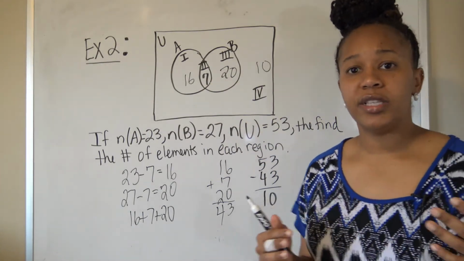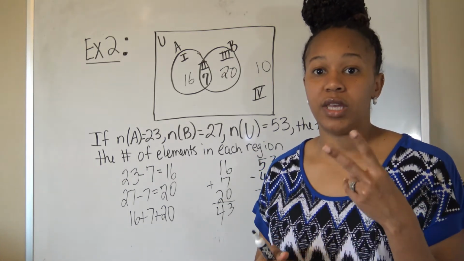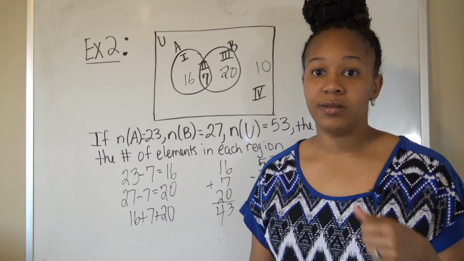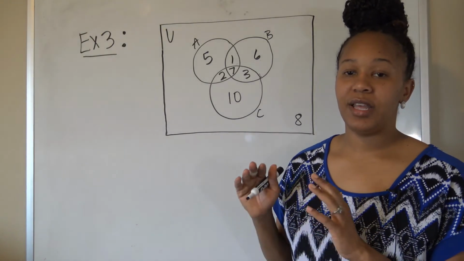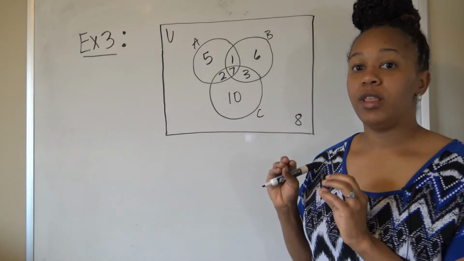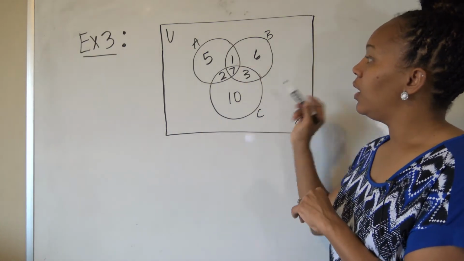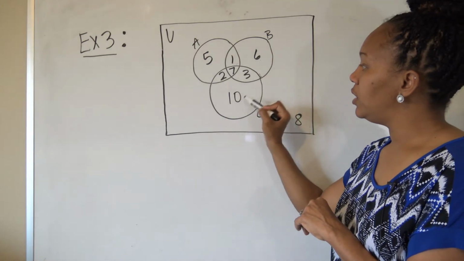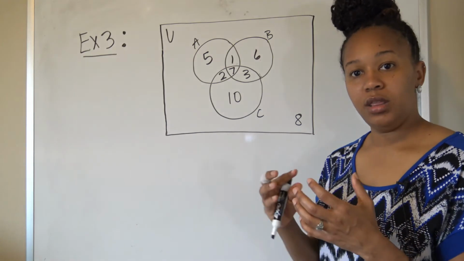Okay, so these are examples of doing set operations that involve cardinality with 2 sets. Now let's look at 3 sets. So now example 3, this is an example of looking at set operations with cardinality. So I have 3 sets here, A, B, and C, and these numbers in each of these parts or portions represent the number of elements in those regions.